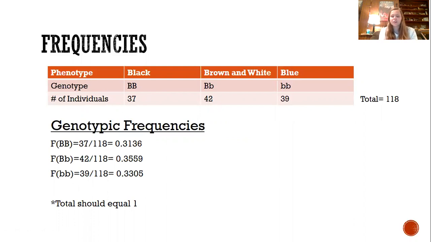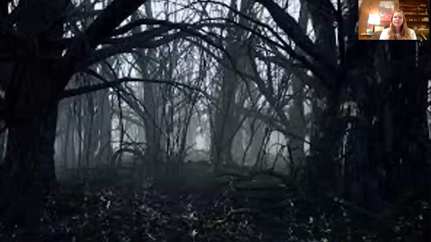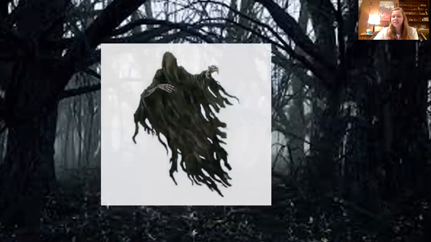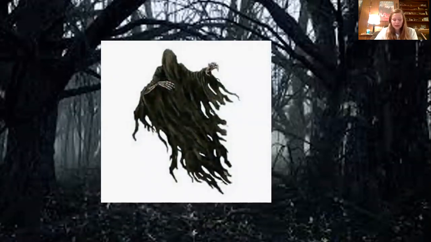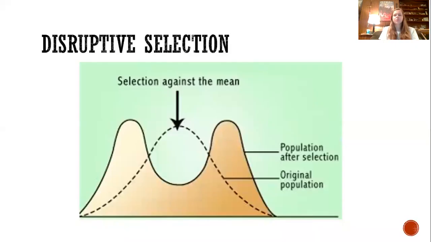represented by each genotype. Now, these Nifflers live in a particularly cheery forest until the Dementors came and killed everything. The forest became very dark, and it's no longer suitable for the brown and white Nifflers. Now, this is disruptive selection because the homozygotes are both favored over the heterozygote.